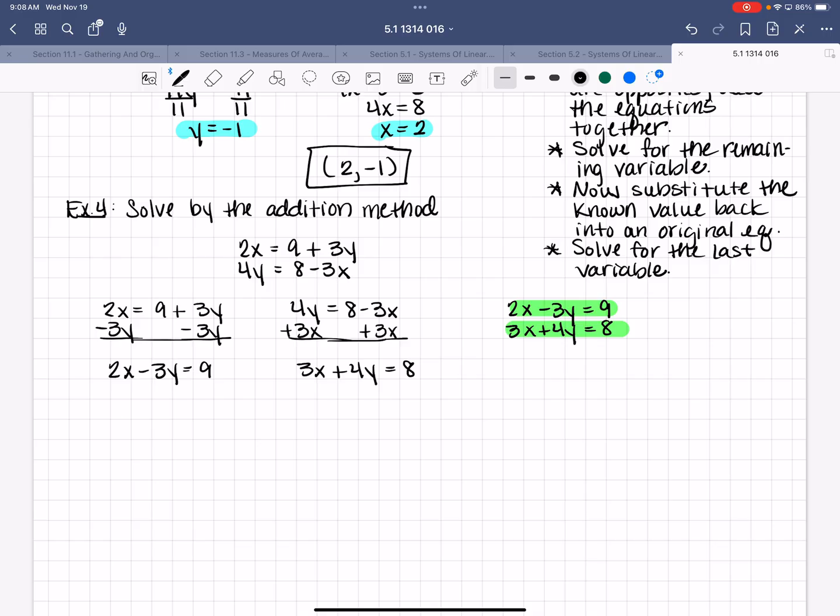For me, it's easier to get rid of the y's here, because right now those y's already have opposite signs. So I don't have to worry about multiplying anybody by a negative, which means I don't have to worry about missing a negative somewhere. So I want 3 and 4 to become what? I want to get rid of those y's. 12. Good. So I'm going to multiply that top equation times 4, because I want to turn that -3 into a -12. And I'm going to multiply that bottom equation times 3.